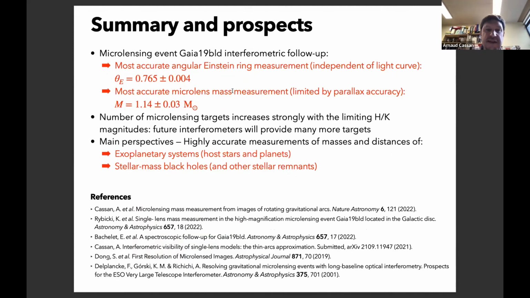So with Gaia19bld, we have obtained the most accurate angular Einstein radius measurement ever obtained, independently from the light curve, and also the most accurate mass measurement. It was actually limited by the parallax and not by the measurement of theta E. Future interferometers will provide many more targets because they will, of course, reach fainter events.